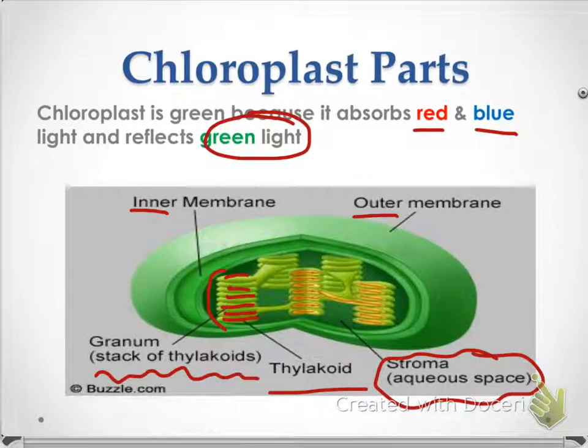And these are terms you will have to know. You need to know this diagram because you will have to label it on a quiz or test.